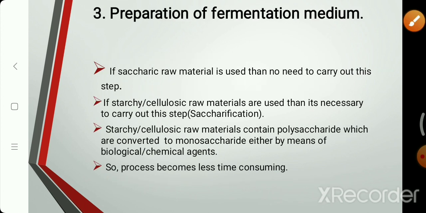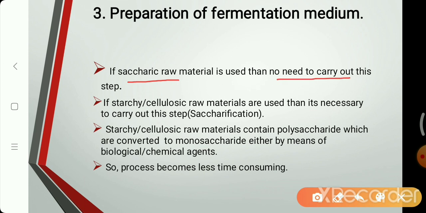Third step is preparation of fermentation medium. In this step we will see that if our raw material is saccharinic raw material, that we have selected in our step number 2, there is no need to carry out this step. But if our raw material is starchy or cellulosic raw material, it is necessary to carry out this step.